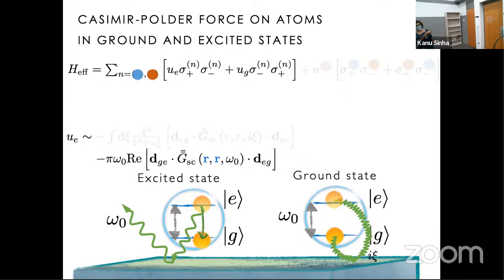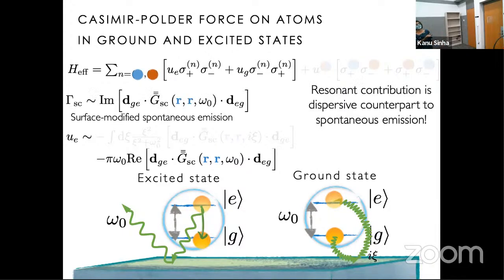And this part of the shift, if we compare it with the surface modified spontaneous emission, we can see clearly that the two are real and imaginary parts of the same response function. So this quantifies our intuition that we started with, that the Casimir-Polder shift, or at least the resonant part of the Casimir-Polder shift, is the dispersive counterpart to spontaneous emission.